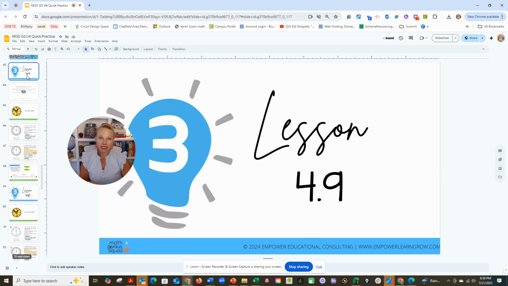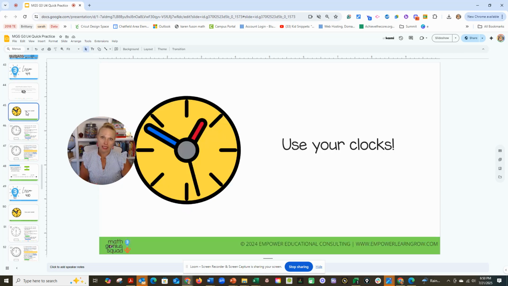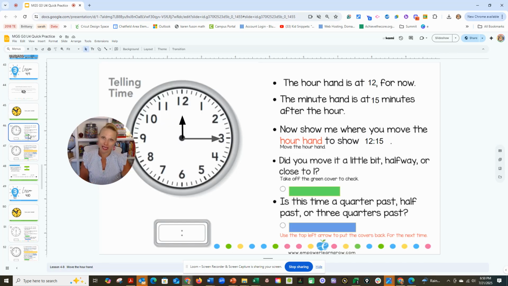Now, as you get to lesson 9, things change just a bit. And now we go into the actual quick practice for Unit 4, which is telling time. So students are going to use their paper clocks, what other clocks they have. Again, we prefer the paper clocks they already made over like a Judy clock. A Judy clock automatically moves those hands where they're supposed to go. And in this case, we're wanting students to know where that hand would move.